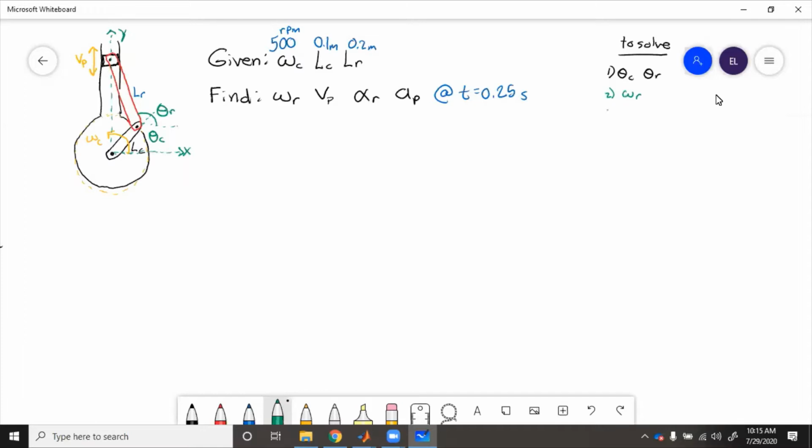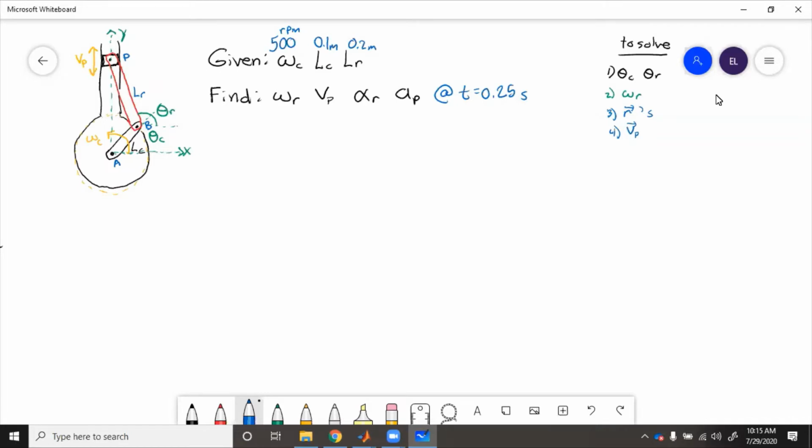Then to find the linear velocity of the piston, we need to find the position of each of these points. So we'll say this is point A, this is point B, and then the piston, we can make that point P. So we need to find the R's, those position vectors. Once we find those, then we can get piston speed. So that'll kind of give us the first half.